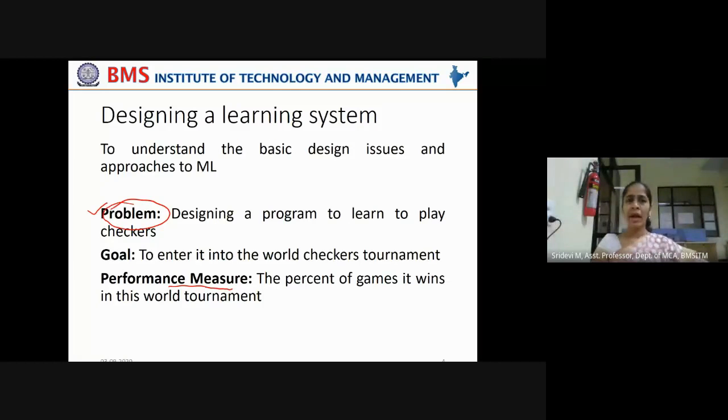Why are we actually applying this machine learning technique or algorithm, or writing a machine learning program, for this particular problem? What is our goal? Our goal is to make a computer enter the World Checkers Tournament and play with some other computer or with other human champions. And how do we measure the performance? By the percent of games it wins in this world tournament. That is the performance measure.